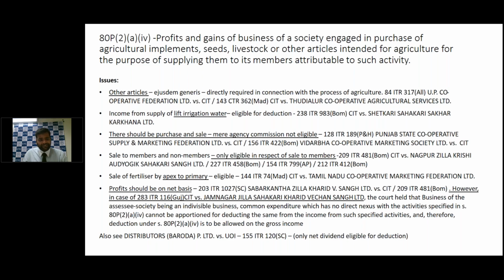Sale of fertilizers by apex society to primary society, the court is saying you're eligible. Therefore, there are contradictory judgments under different clauses. Of course, profit should be on net basis. Supreme Court judgment in the case of Sabar Kantha Zila Khari Sangh Limited versus CIT. This is insofar as 80P(2)(a)(iv) is concerned.